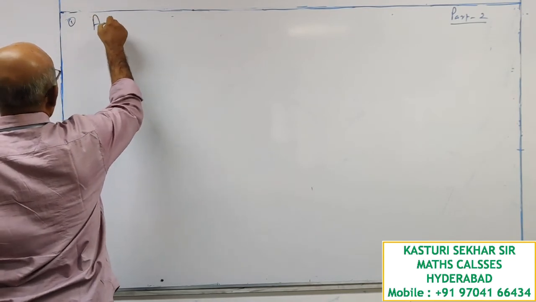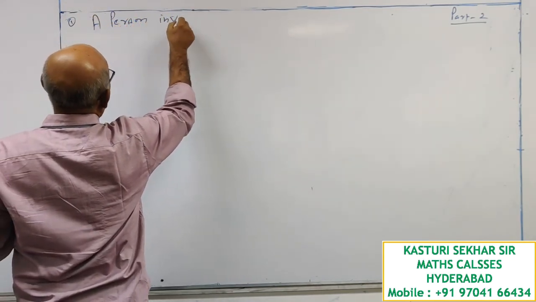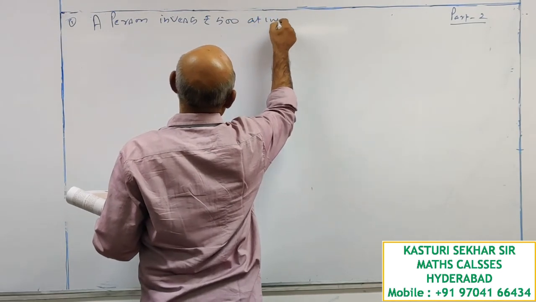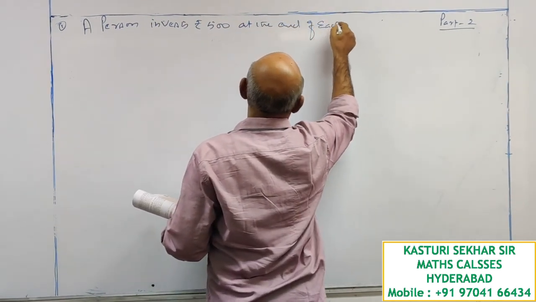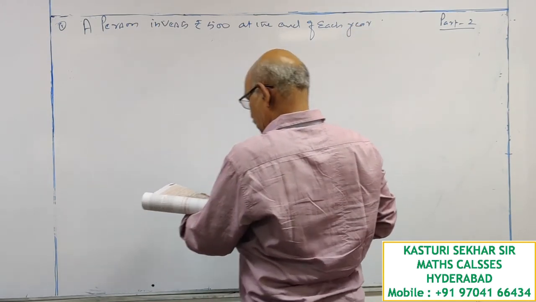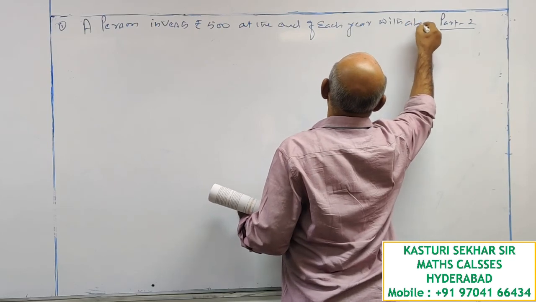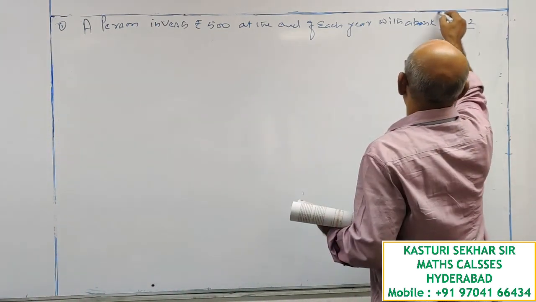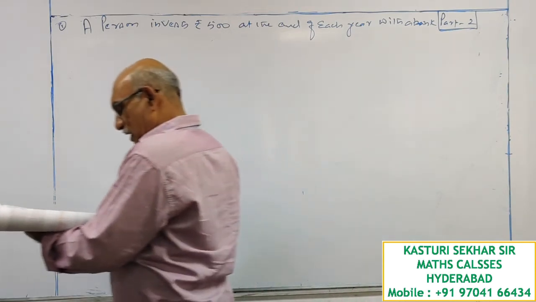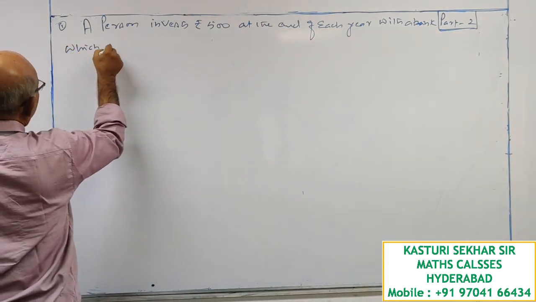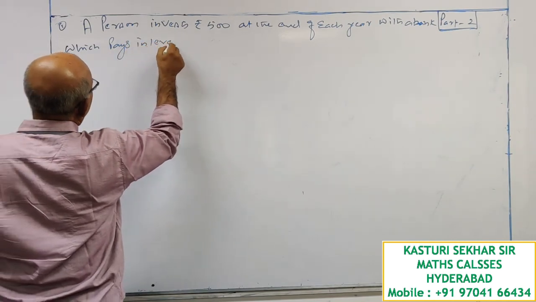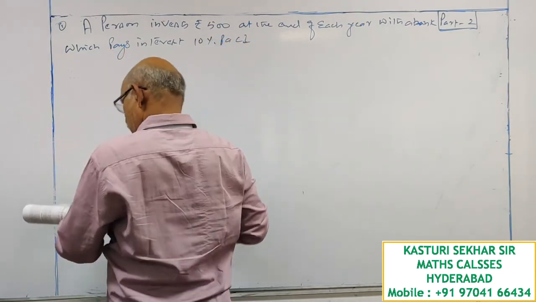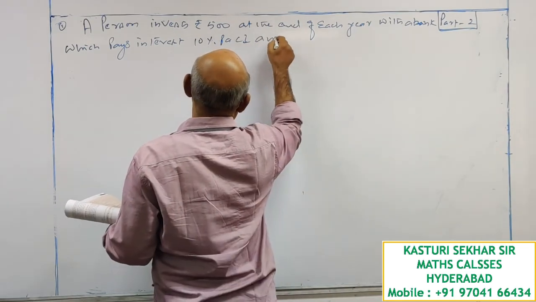A person invests rupees 500 at the end of each year with a bank which pays interest 10% per annum compound interest annually.